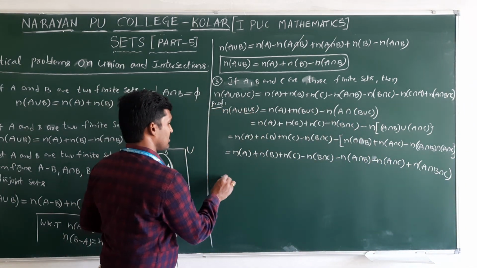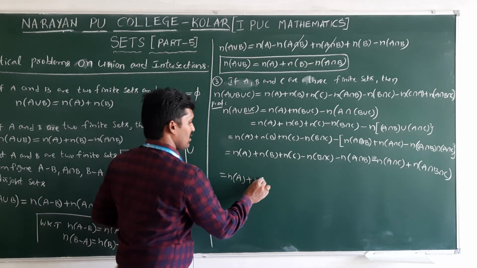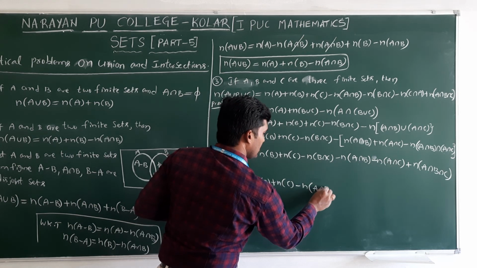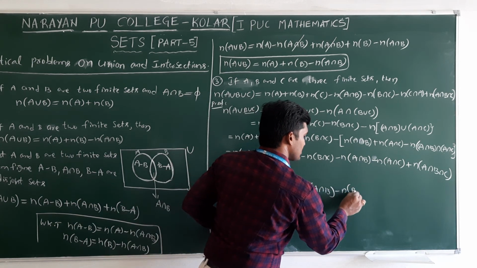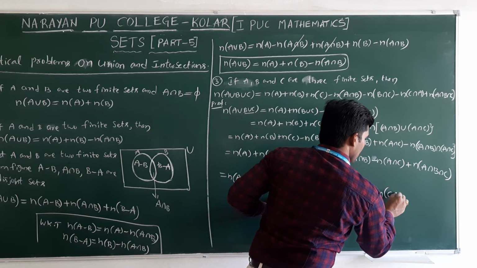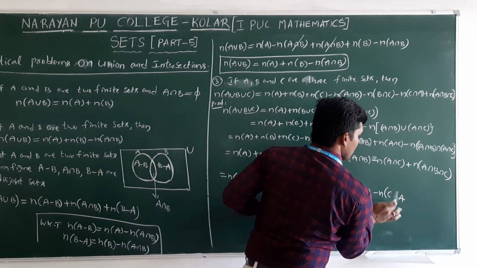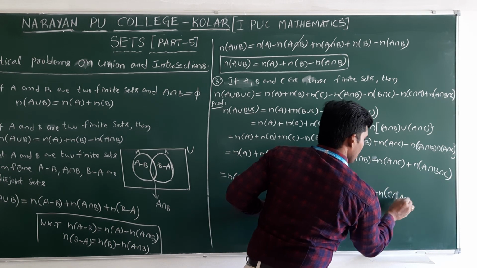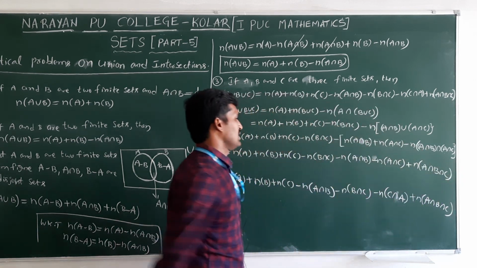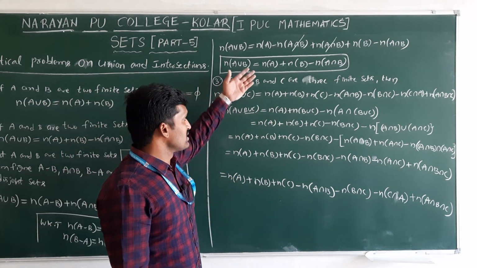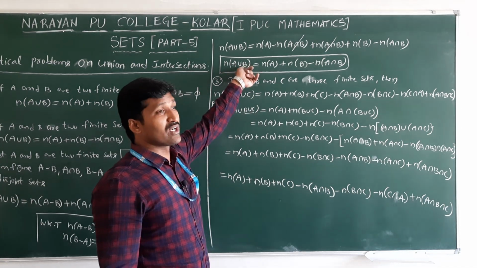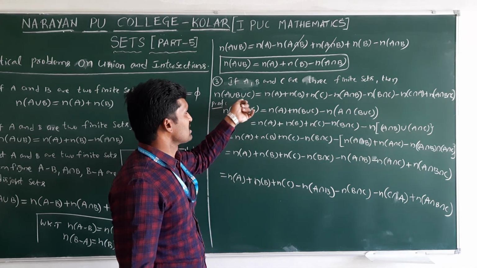Just write in order finally. n of A plus n of B plus n of C minus n of A intersection B minus n of B intersection C minus n of C intersection A plus n of A intersection B intersection C is the required value. This is the proof for this formula. Remember both formulas: how to find for two sets, n of A union B, and for three sets also.